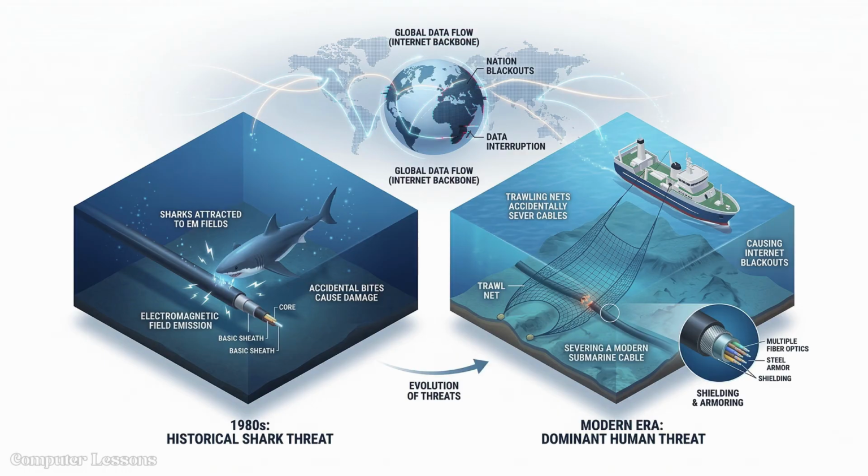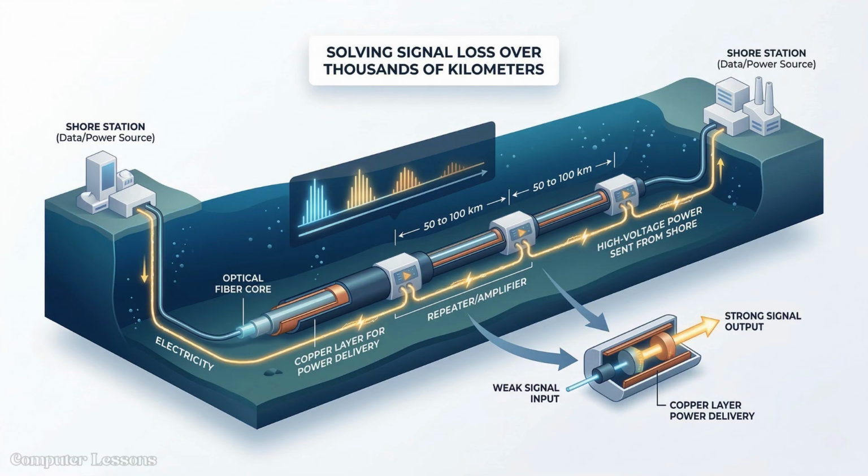Modern cables have shielding to prevent this, but the biggest threat today comes from human activity. Fishing trawlers dragging nets across the ocean floor accidentally sever cables every year, causing internet blackouts for entire nations. Even with perfect glass, light eventually fades as it travels through thousands of kilometers of water.